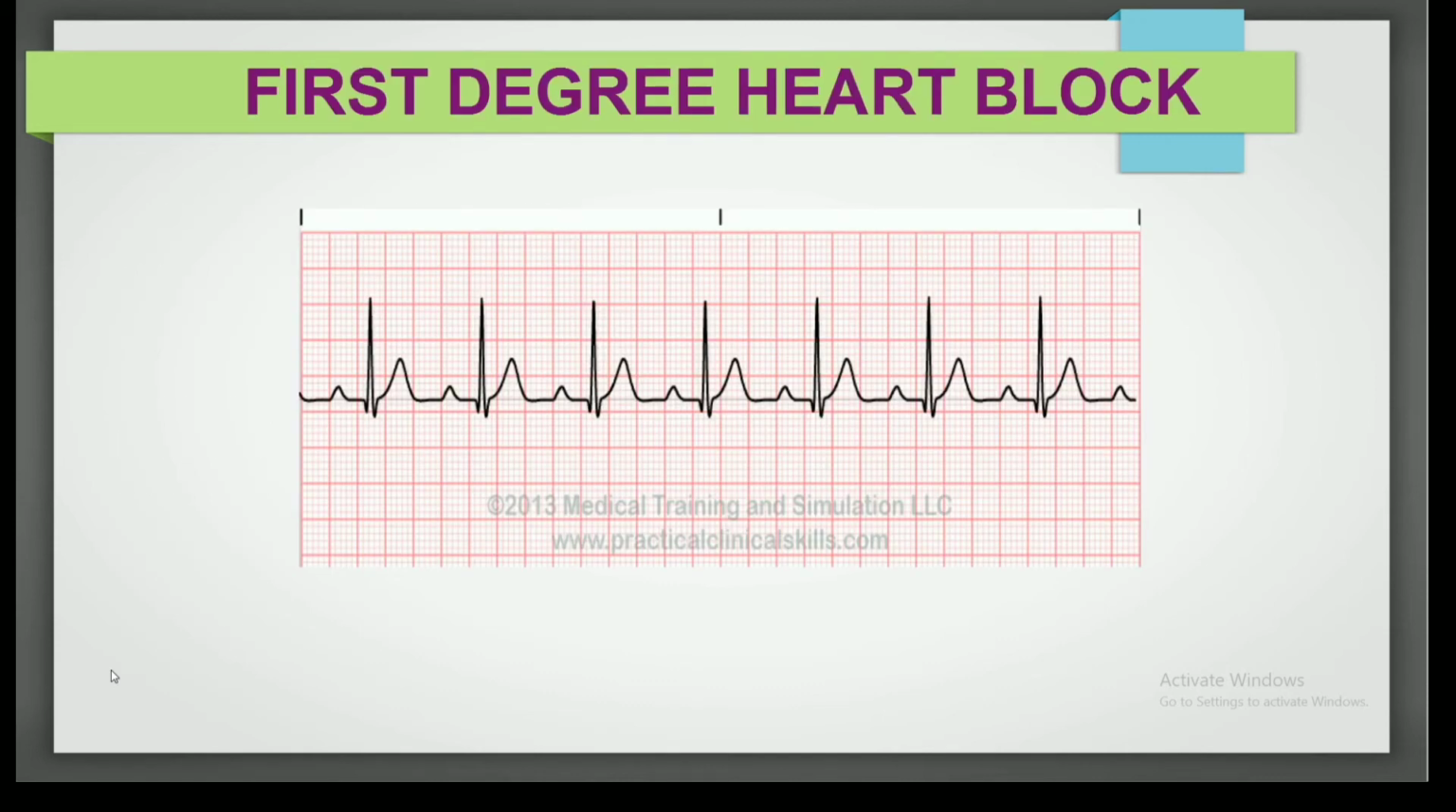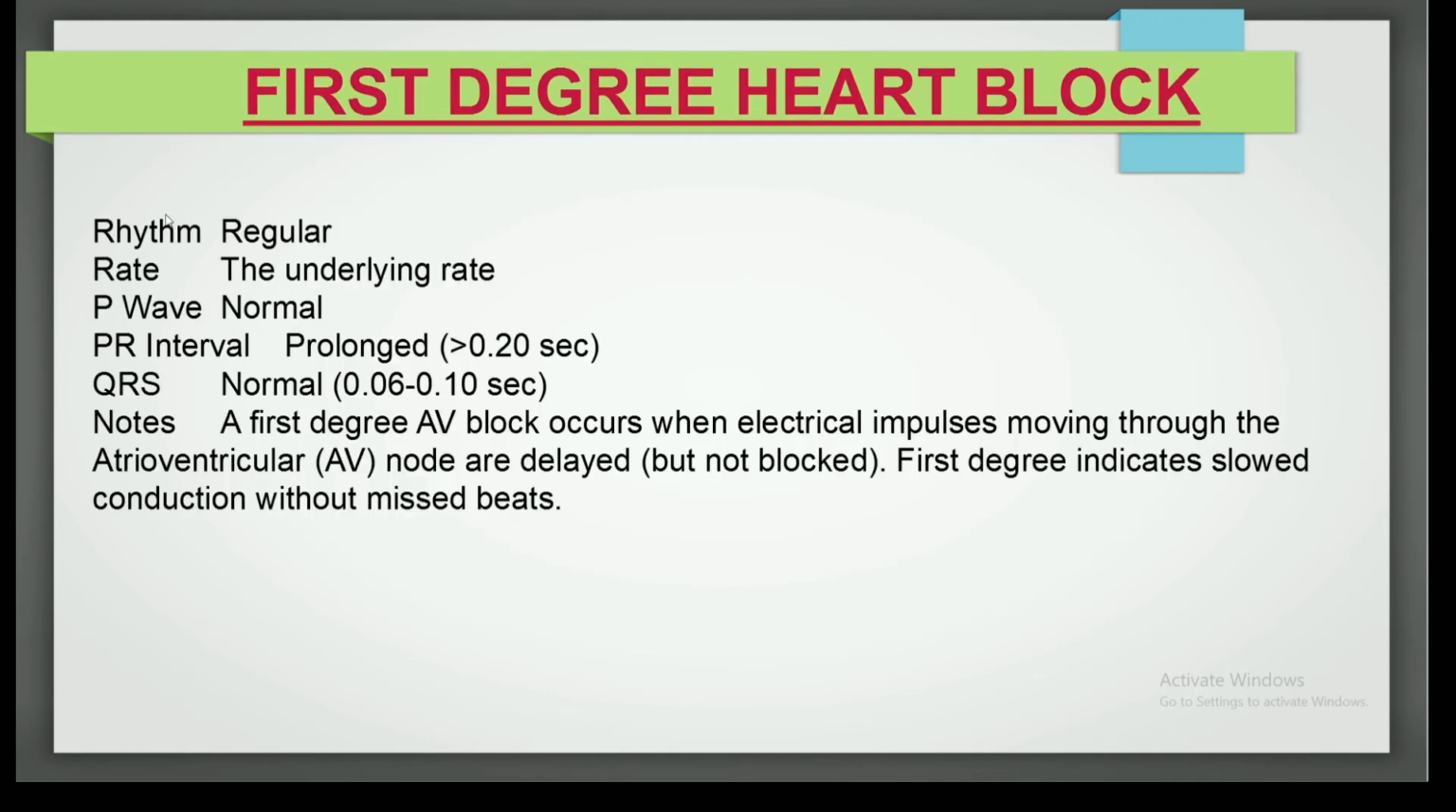Then the first degree heart block. In the first degree heart block, you can see here the electrical impulse generation from the SA node is delayed. It means the electrical impulses are generated from the SA node but delayed. Then the first degree heart block occurs. The PR interval is prolonged in the first degree heart block. The P wave is normal but the PR interval is prolonged. The AV node is mainly delayed but not blocked.